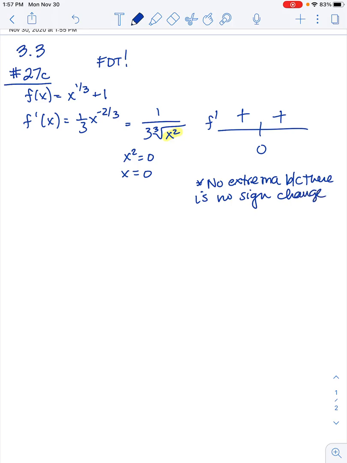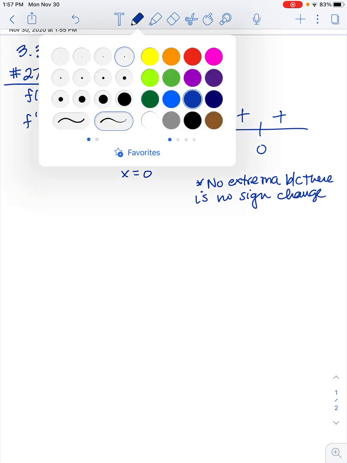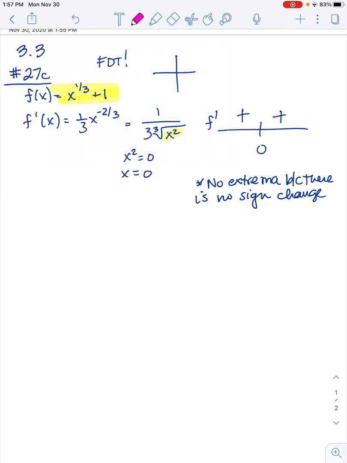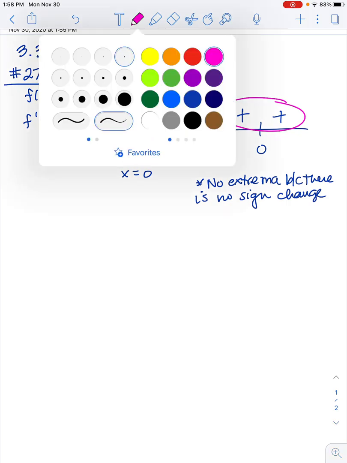And then likewise, if we think about what this function is, this is the snake graph, right? This graph is actually moved up 1 unit, and it is the shape of the snake. So it goes through 0, 1 right here, and it does this. So it's always increasing, right? That's what these two positives mean, and that's why this has no extrema.